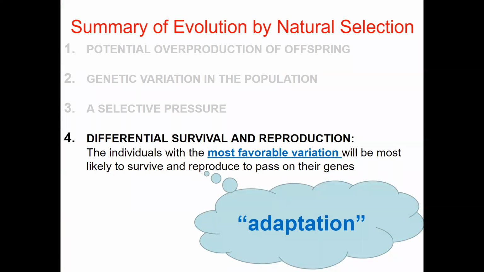Natural selection. Differential survival and reproduction, which is natural selection, right? The individuals with the most favorable variation will be most likely to survive and reproduce.